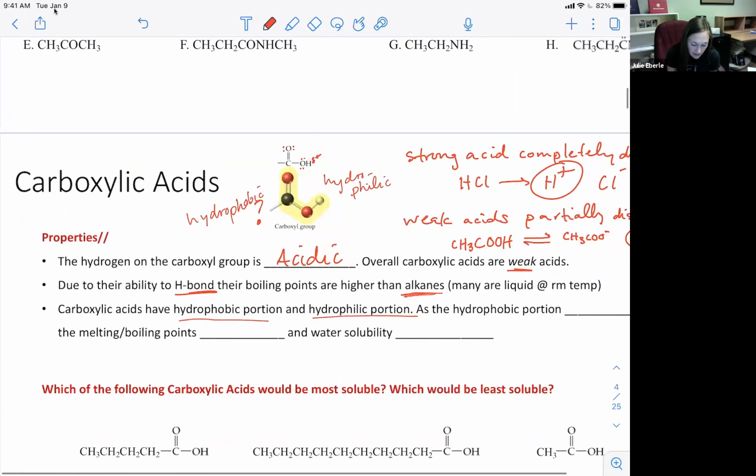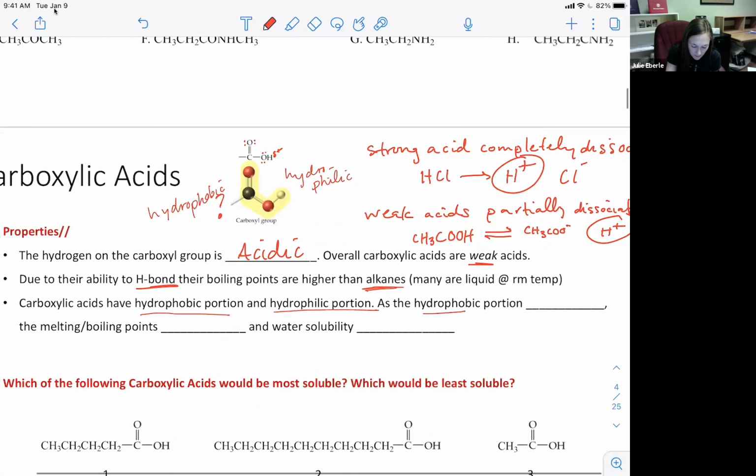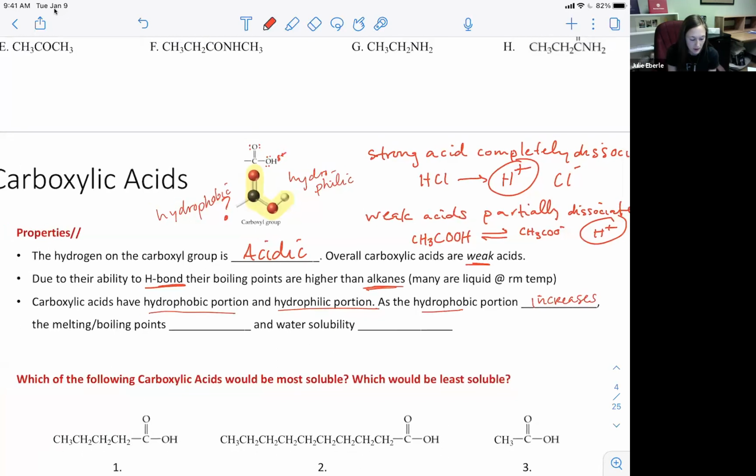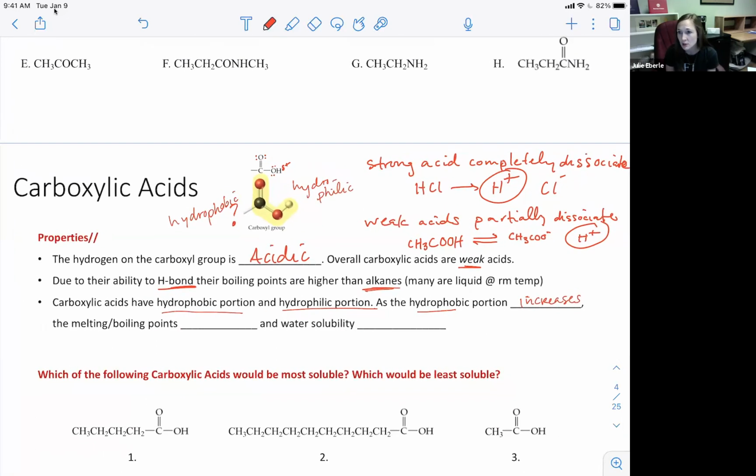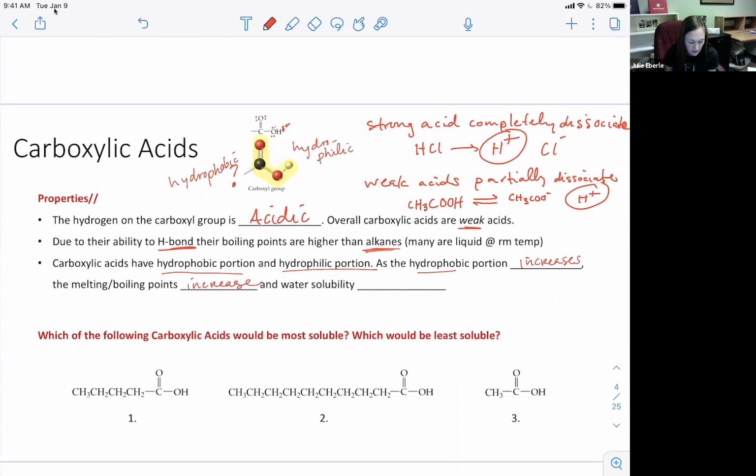But we do know that as the hydrophobic portion increases, as it gets longer and longer, and you get more and more carbons and the carbon-oxygen ratio increases, the melting and boiling point will also increase. Why is that? Well, I'm going to look at these 3 examples down here in just a second to explain that, but let me fill in the last blank. The water solubility, however, will decrease. As you have a bigger and bigger nonpolar portion of your molecule, that's less and less water soluble.